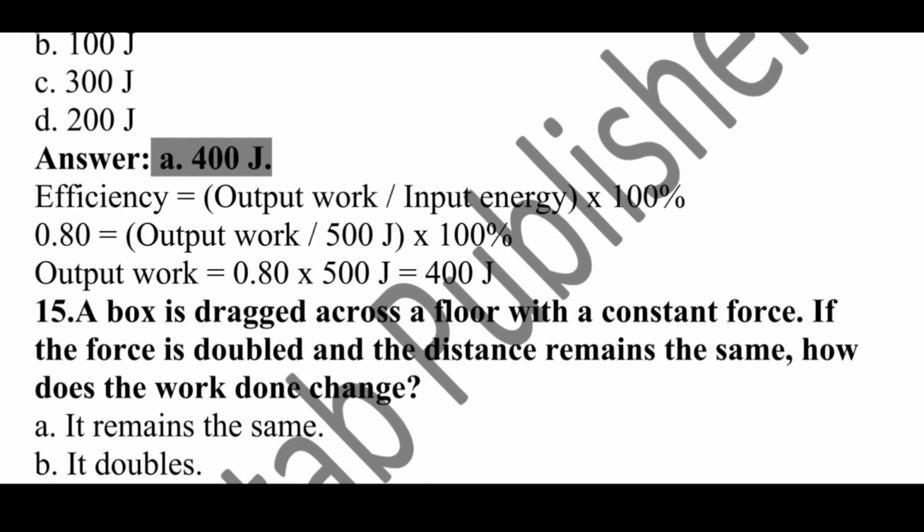Let's see its solution. Efficiency equals output work divided by input energy multiplied by 100%. So the efficiency is given, that is 0.80 equals output work divided by input energy, that is 500 joule, into 100%. By solving this equation, you get 400 joule.